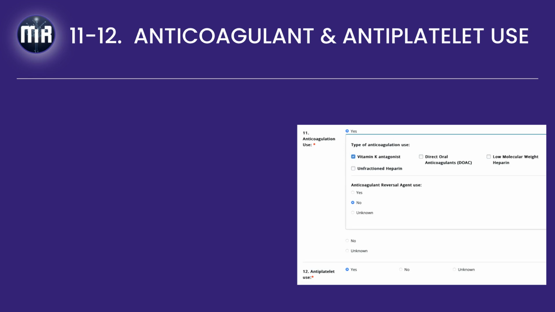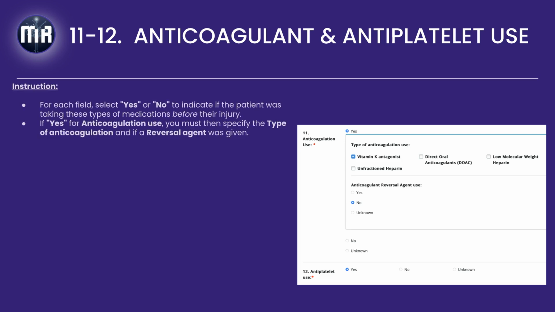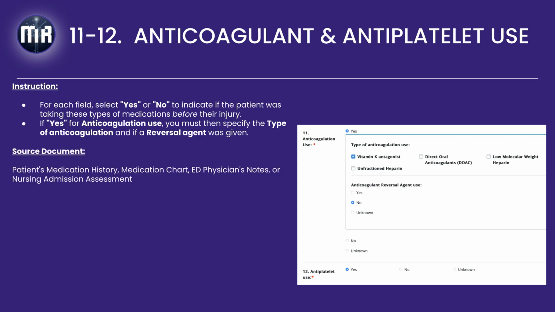We will now address two of the most clinically significant fields related to a patient's pre-injury health, fields 11 and 12, which document anticoagulant and antiplatelet use. Your instruction for these fields is to select yes or no to indicate if the patient was taking these types of blood-thinning medications before their traumatic injury. The source document for this critical information will be the patient's official medication history, their medication chart, or the initial assessment notes from the ED physician or nurse.